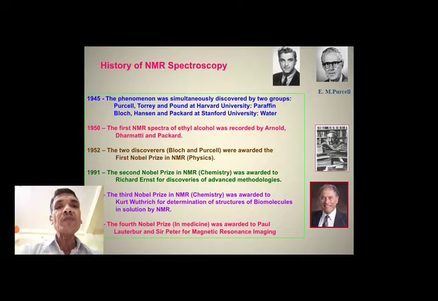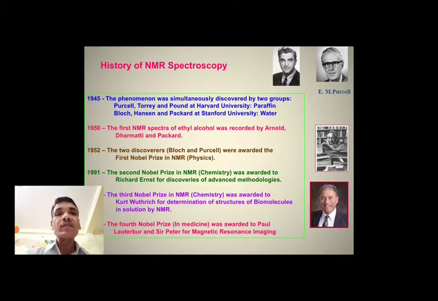In 1950, the first NMR spectra of ethyl alcohol was recorded by Arnold, Dermody and Packard, while in 1952, the two discoveries were awarded the first Nobel Prize in nuclear magnetic resonance spectroscopy, in physics, and this Nobel Prize was awarded to Bloch and Purcell.